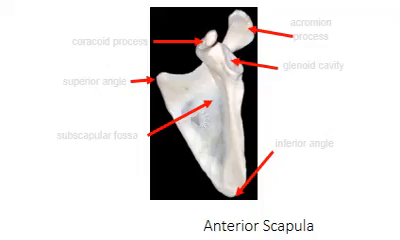The anterior surface is concave. We have a medial border and a lateral border, and three angles: the superior angle, inferior angle, and the lateral angle. As we said, this is the glenoid fossa or the glenoid cavity.